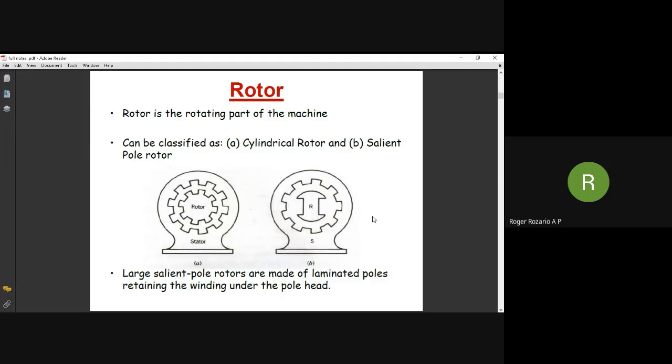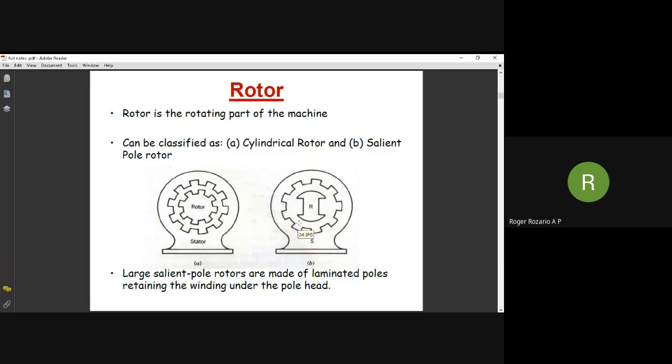Can anyone tell me what is a cylindrical rotor? Use your chat or unmute and answer. What is a cylindrical rotor? How is the construction of a cylindrical rotor? Am I audible? Chandru? Yes, sir. What is a cylindrical rotor?